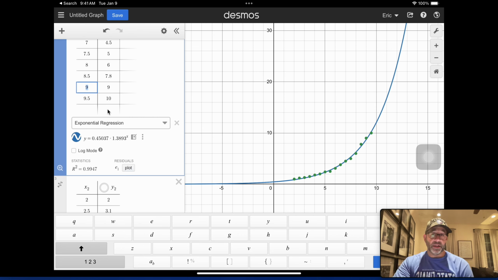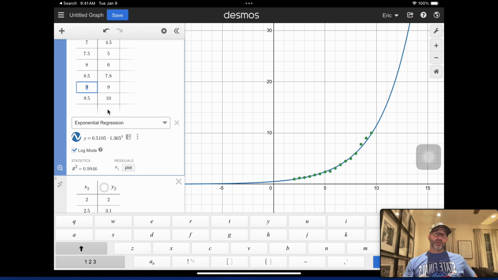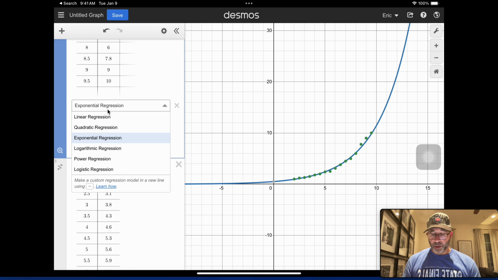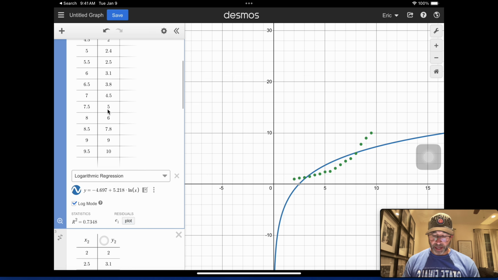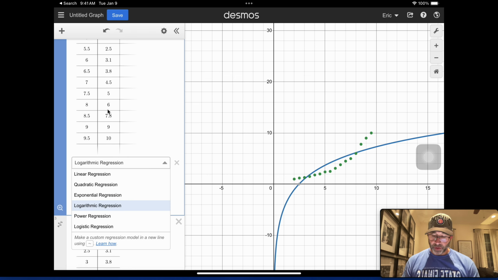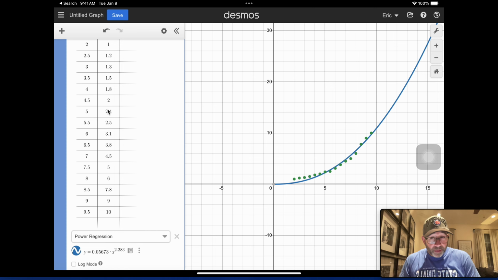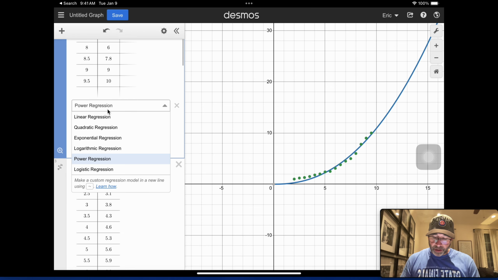I didn't realize this had it on here, but when you do log mode, you have to actually click on this. Anytime you do exponentials and logs, you have to choose log mode to get the same statistics as you would on a graphing calculator for this, okay? It's just a more accurate base 10 model. If you do logarithm, you can see that the graph does not actually match. You do power regression, you can see it sort of matches, and so on and so forth.